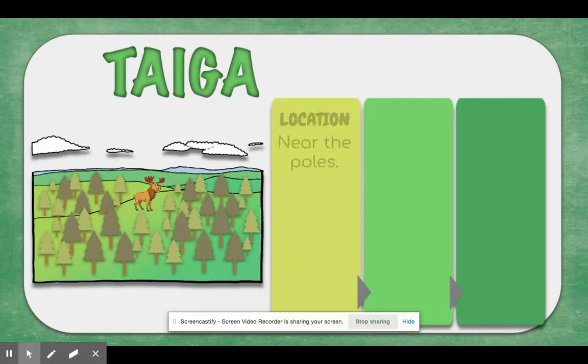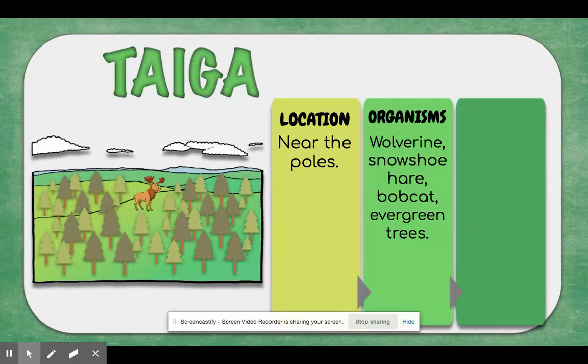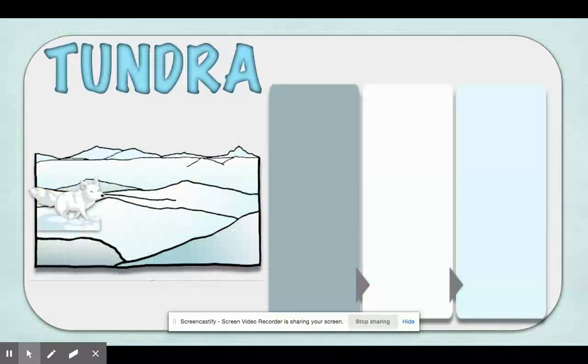The taiga, so it's located near the poles. Some different things that live there are wolverine, snowshoe hare, bobcats, evergreen trees. Evergreen trees means that their trees do not lose their leaves like our trees do. So facts, a lot of Christmas trees. The tundra.